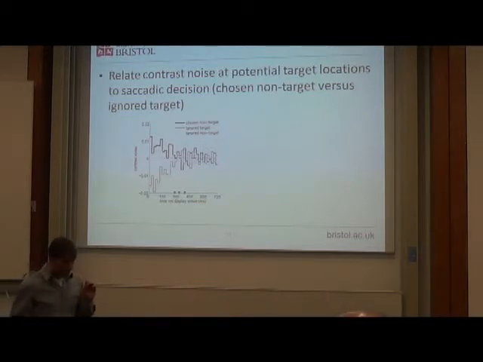Now, think about when you might make an error. Okay, so you look at a non-target patch. But if you look at a non-target patch, that may be because there just happened to be some noise samples at that location that elevated its contrast and made it look a little bit more target-like. Perhaps at the same time, at the real target location, there were some noise samples that made the target look a little bit dimmer, make it look a little bit more non-target-like.